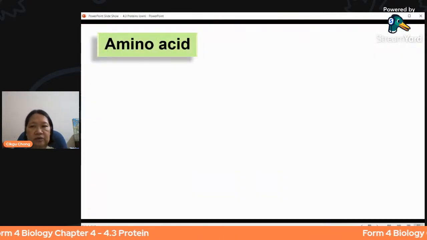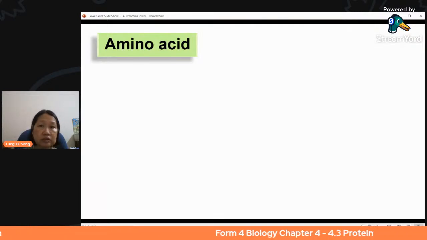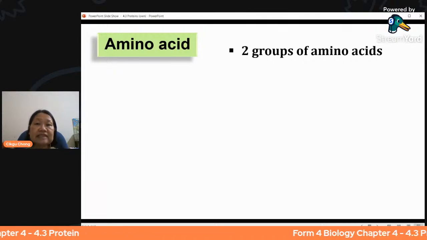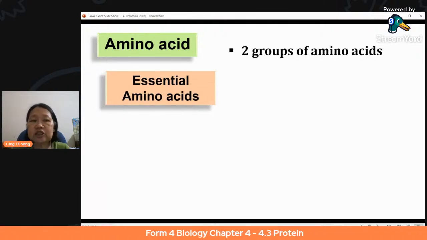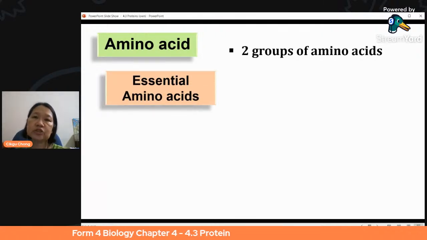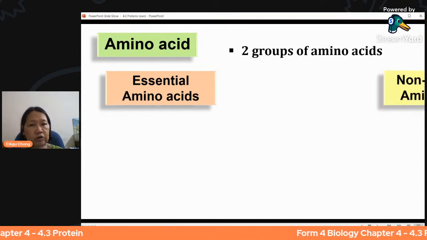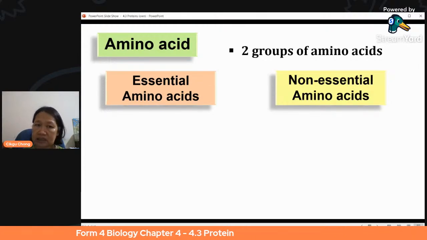Next, let's look at the two groups of amino acids. Even though you have 20 types there, they are classified into two groups, based on whether they are able to be synthesized in the body or not. The first group is called essential amino acids. Essential means they are very important. The other group is called non-essential amino acids. How are they different? What's the difference between essential and non-essential?